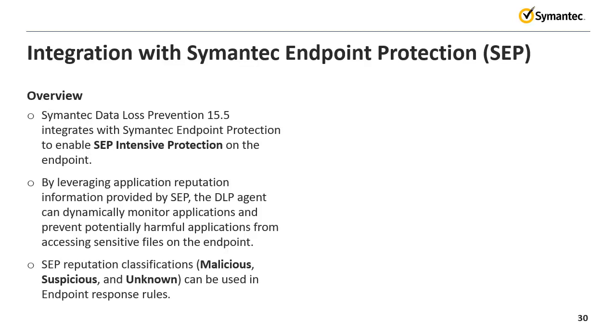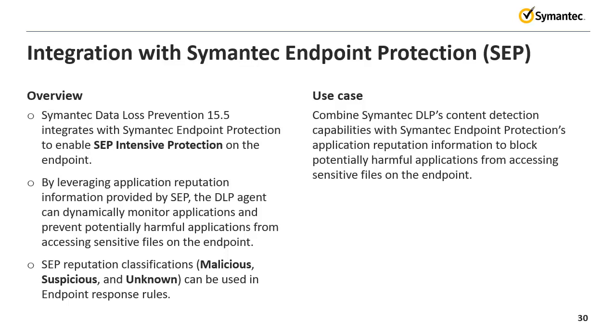For example, SEP's application reputations of malicious, suspicious, or unknown can be used as conditions in endpoint response rules. This new integration enables organizations to combine Symantec DLP's content detection capabilities with Symantec Endpoint Protection's application reputation information to block potentially harmful applications from accessing sensitive files on the endpoint.